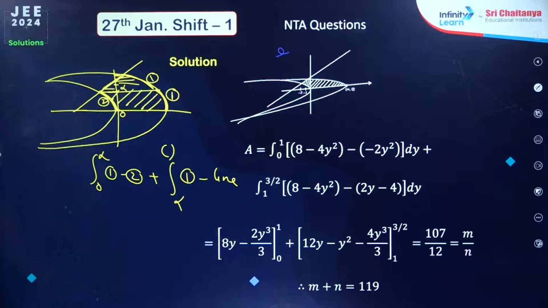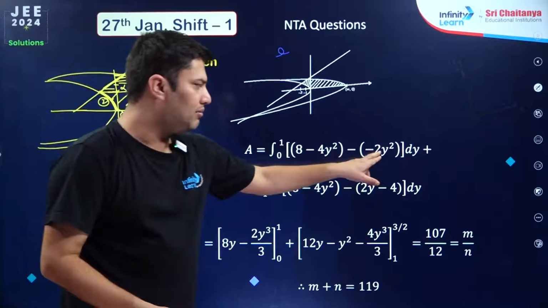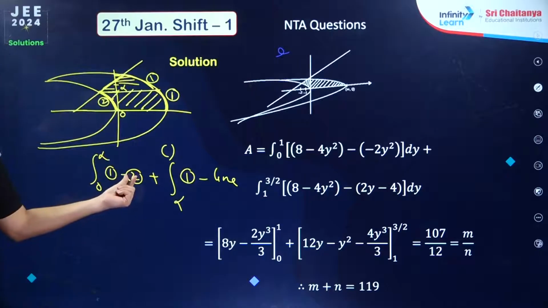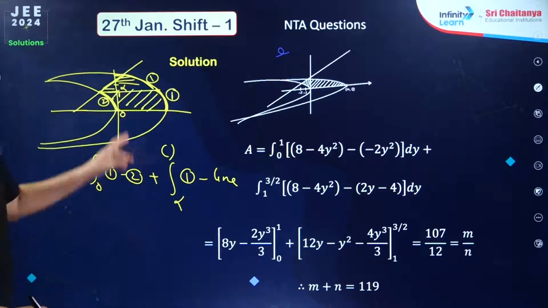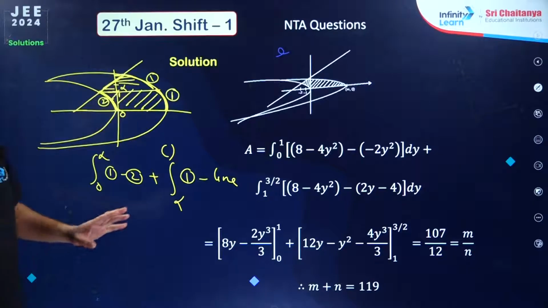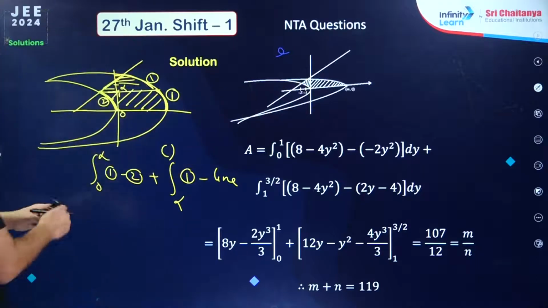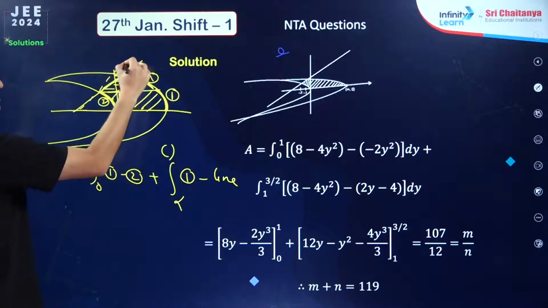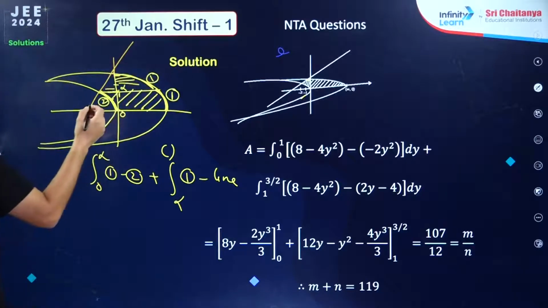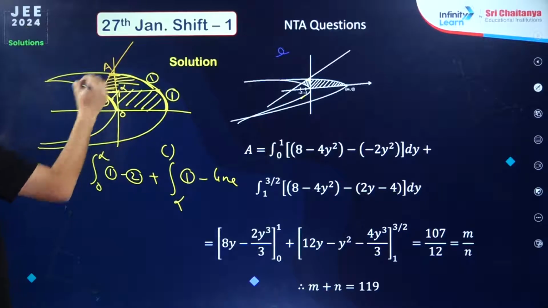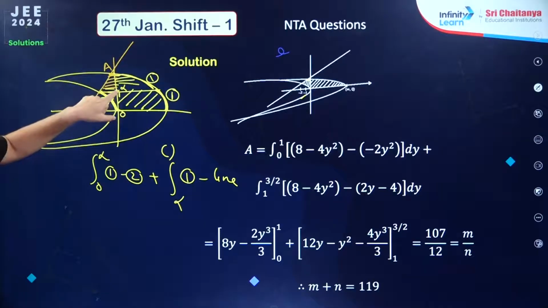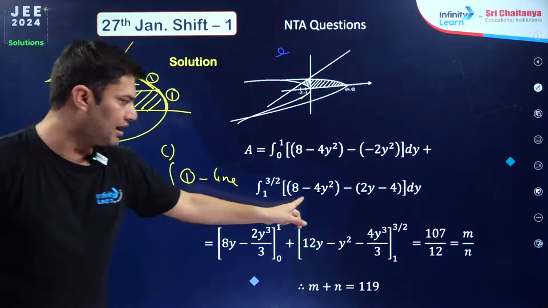So you have to do the calculation like 8 minus 4y square minus the parabola, so parabola minus parabola from 0 to 1. So 0 to 1, this point is 1, let's say, and 1 to 3 by 2, because you want it up to this point. This line is actually something like this. So this you need to find, this A point. So 1 to 3 by 2, this is the parabola minus the line.